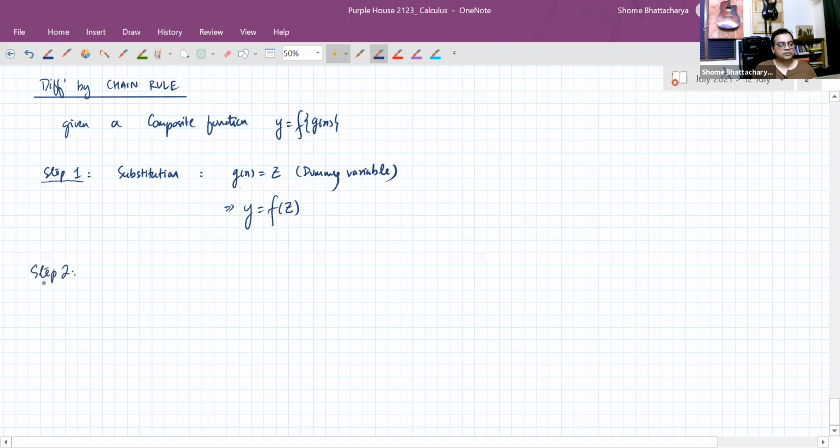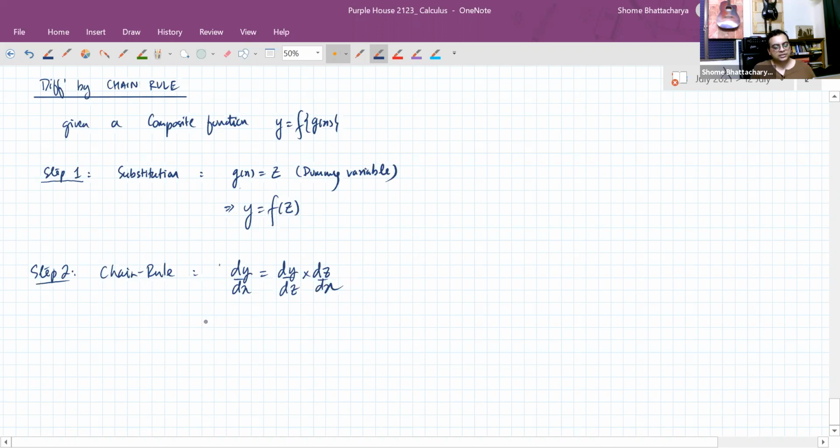And the second step is what we call the actual chain rule step, because we apply the chain rule here. The chain rule is like this: dy by dx is equal to dy by dz multiplied by dz by dx. This is a simple thing about ratios. You can see that I want change in y divided by change in x. So I can express it as change in y divided by change in z, into change in z divided by change in x. This is a logical step, and this particular formula is called the chain rule formula.